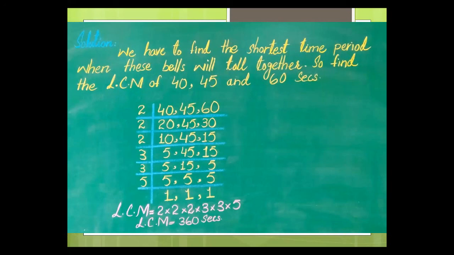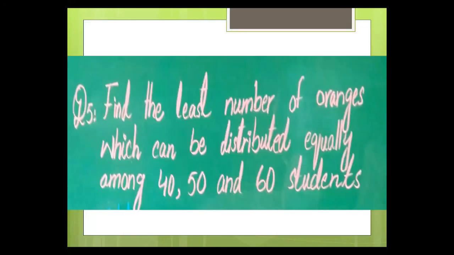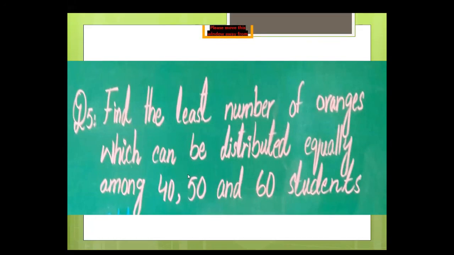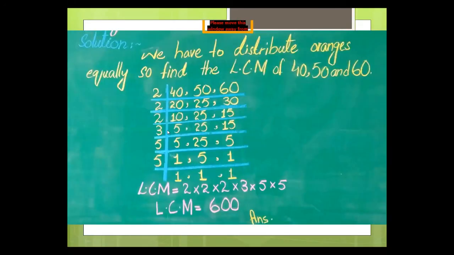Okay, now we move forward to the next method, which is the factor method. There is another question picked from your book, exercise 3.4, page number 29, question number 5. Find the least number of oranges which can be distributed equally among 40, 50 and 60 students. Okay, so this question is also related to divisibility, but we will discuss it later when we move to the next method.